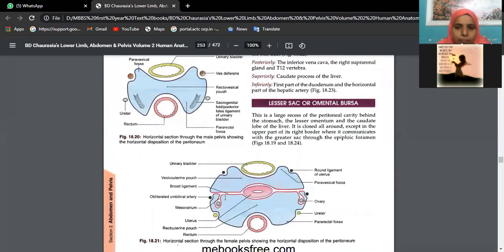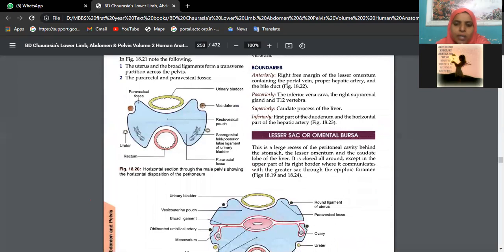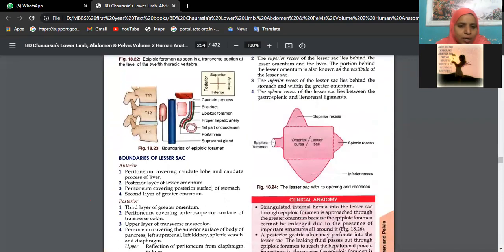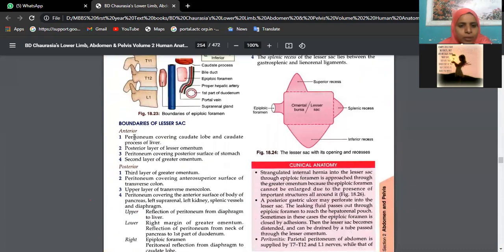See, the lesser sac is also called the omental bursa. It's a peritoneal cavity behind the stomach, and as you have just seen, behind the caudate lobe of the liver. It is closed all around except for one area. What is that? You have discussed the epiploic foramen, also called the foramen of Winslow. Now, anteriorly, what does it have?